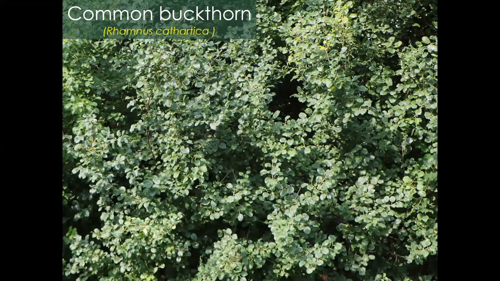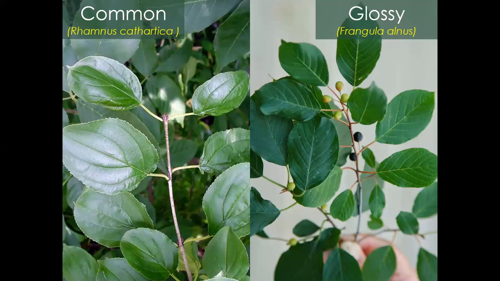Leaves can be used to distinguish the difference between these two buckthorn species. On the left, we have common buckthorn. The leaves are referred to as sub-opposite, so you can see that they're almost directly across from one another, but they're actually offset just a tiny bit.